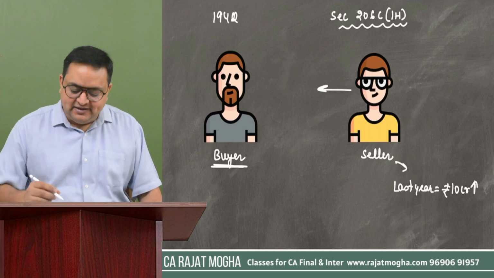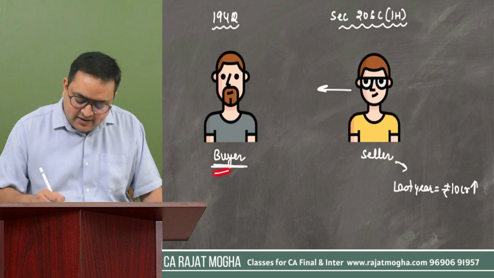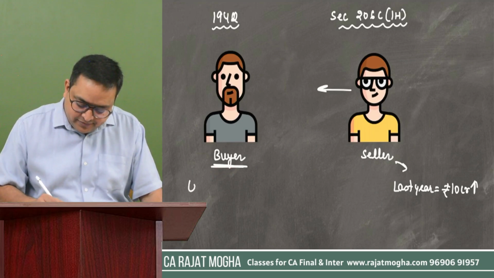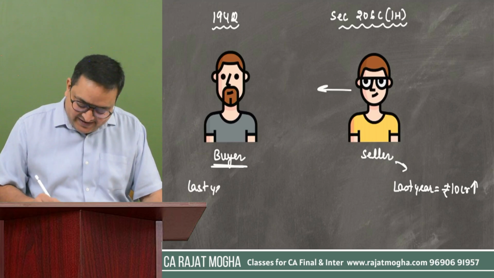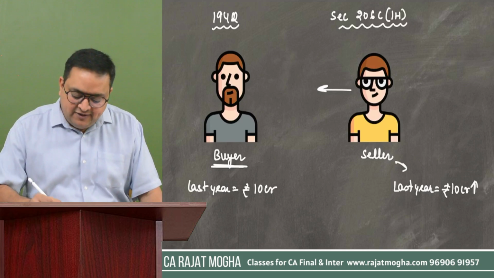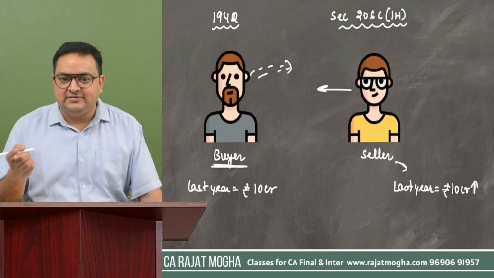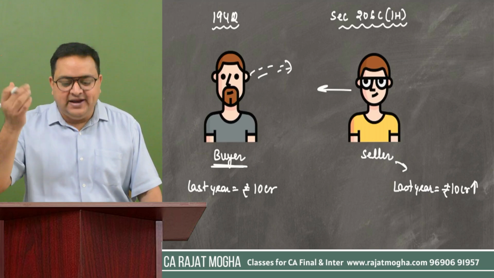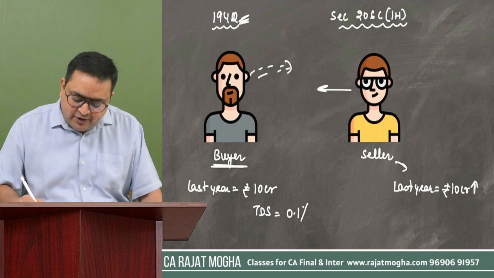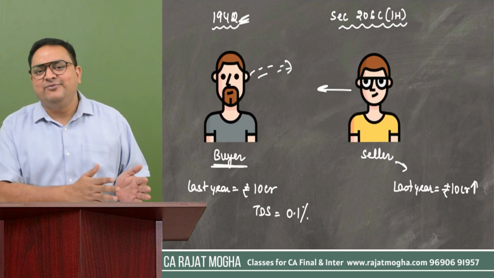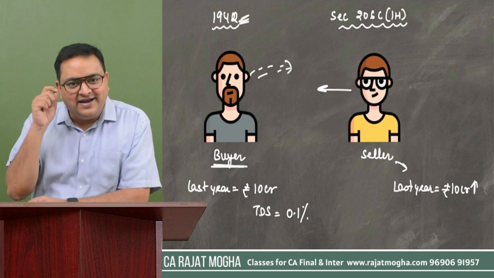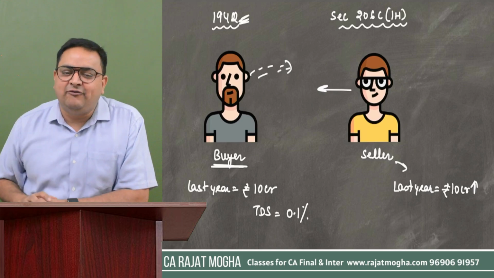So 194Q says, if you are a buyer and if your turnover of the last year, similar provisions, is more than rupees 10 crore. Buyer, your turnover is more than 10 crore. And if you are purchasing something from the seller in excess of 50 lakh, then you have to apply TDS under this section 194Q at a rate of 0.1%. Both the rates are same. TDS rate is also same 0.1. The TCS rate is also same 0.1. And in excess of, both the things are again similar. In excess of 50 lakh, you have to deduct TDS.